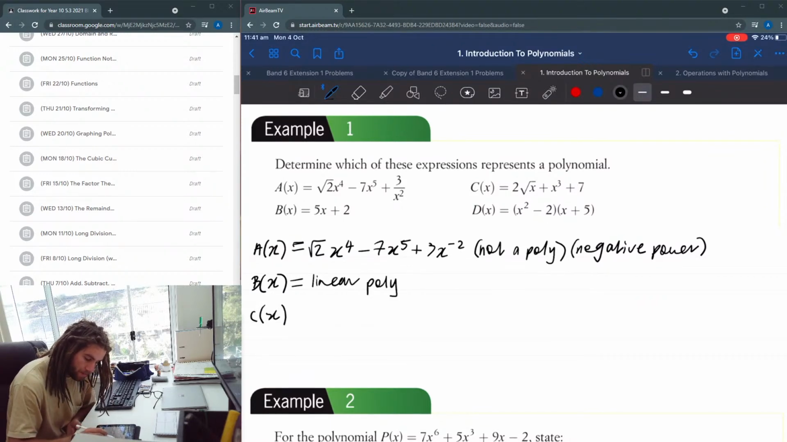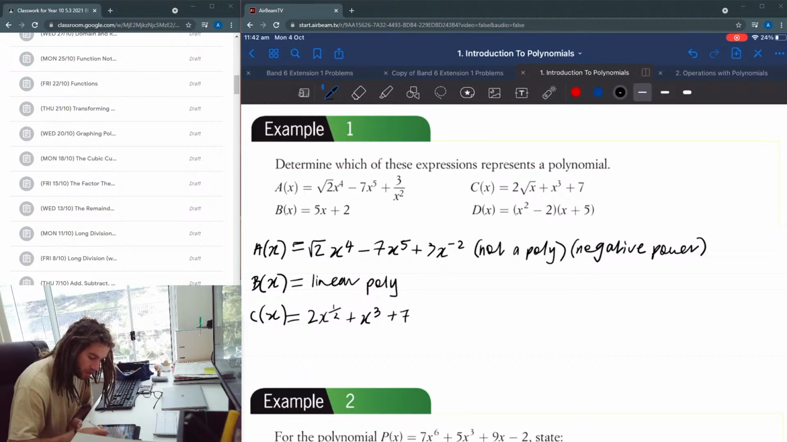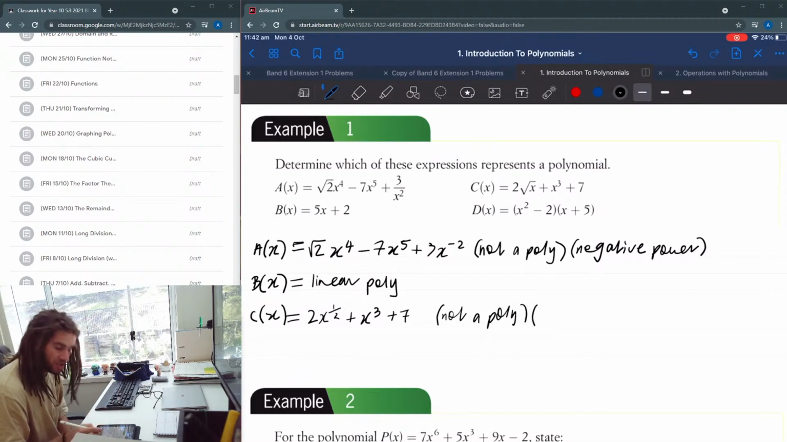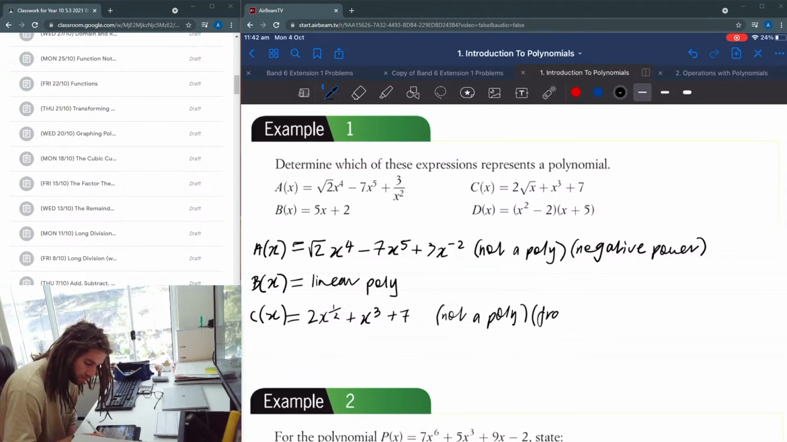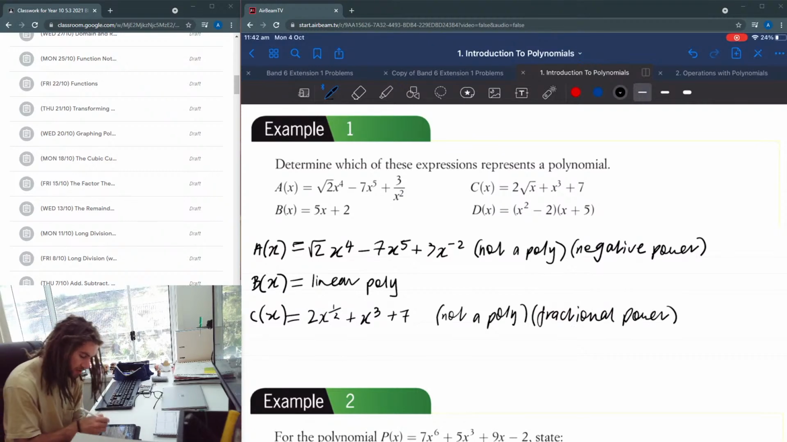Okay, c of x. Now, I need to rewrite this because it's root x. So that's the same as 2x to the half. Hope people remember that. Plus x to the power of 3 plus 7. Okay, so that's also not a polynomial. This time not because it's negative, but because it's non-integer. So it's a fractional index, or fractional power. So they just need to be whole numbers and they need to be positive.